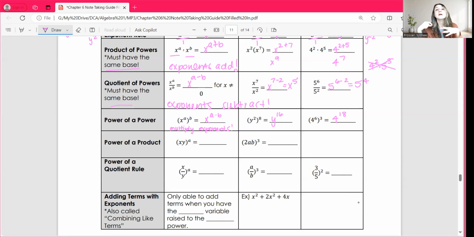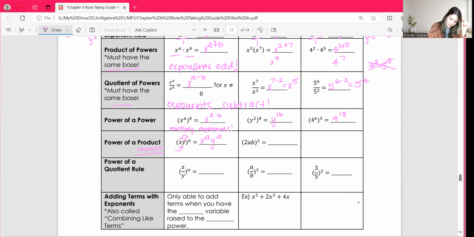If we have power of a product, so notice these two are different. It's power of a power and power of a product. Product, what comes to mind when you hear the word product is multiplication. And so the difference between these two is, notice we're multiplying these two variables together within the parentheses. When we have multiplication going on inside parentheses, the exponent distributes to every term inside the parentheses. So this becomes x to the a, y to the a. Only when we have a product, only when we're multiplying inside parentheses.